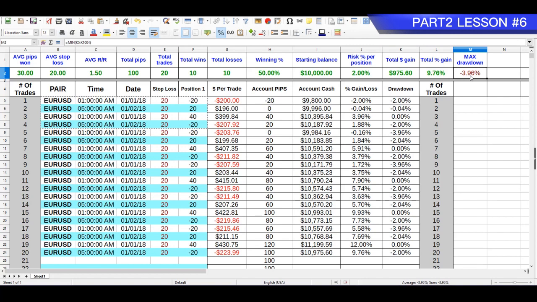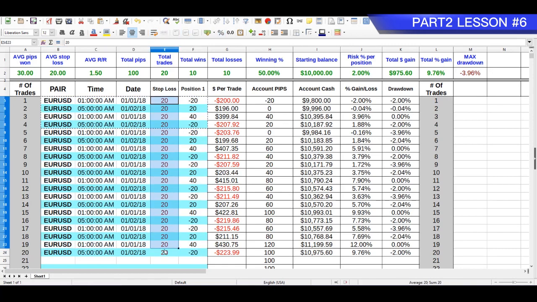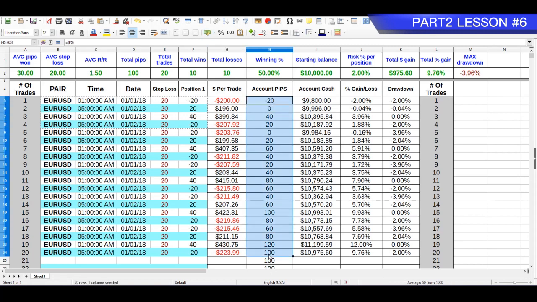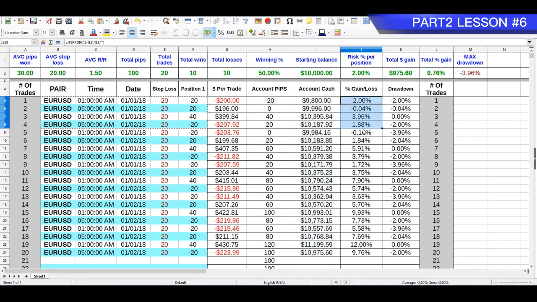So this is all, as I said before, essential information, and all you have to do to get this information is plug in your trades, your stop loss in pips as a positive number, your target in pips as a positive or negative number, depending on whether you won or lost the trade. And then the spreadsheet will automatically give you the amount of money per trade that you gained or lost. It'll automatically give you the total of pips gained or lost in the account. It'll automatically give you the total amount of cash in the account per trade, automatically also give you your percentage gained or lost per trade in this column, and your percentage drawdown per trade in the final column.